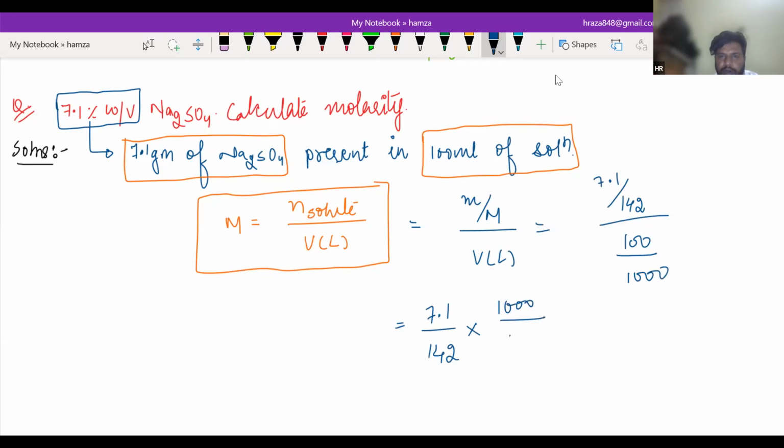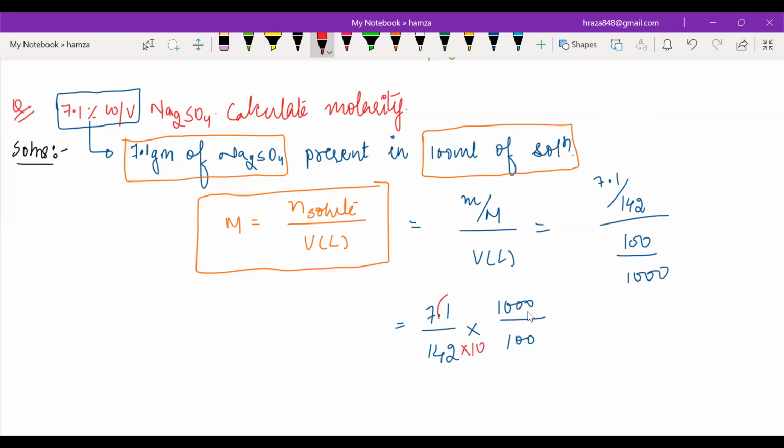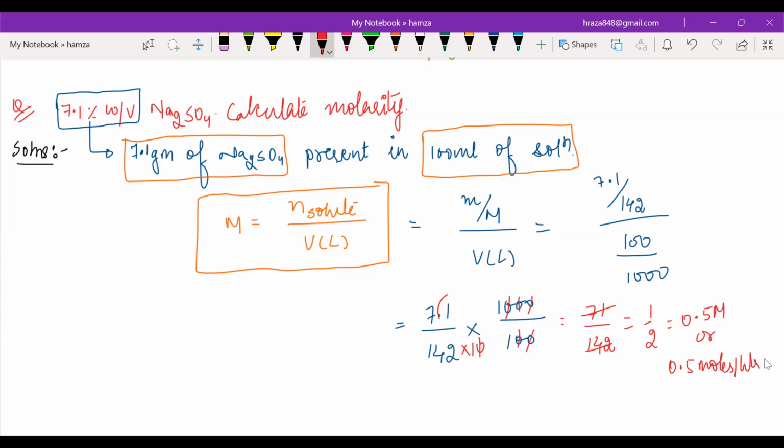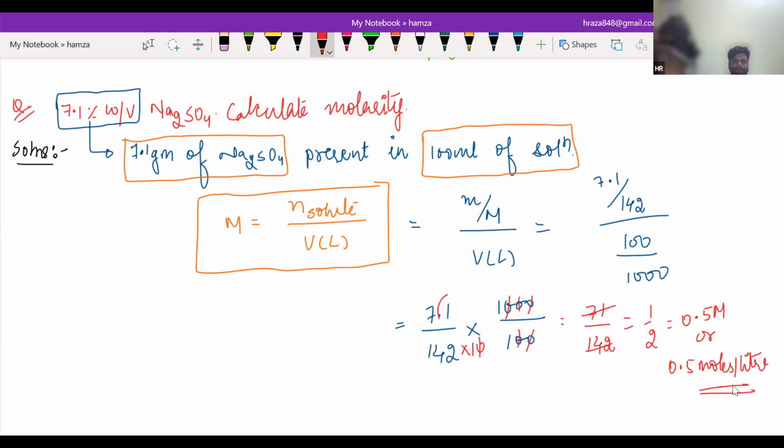It will be like 1000 upon 100. Again, if you remove this decimal, 10 will be multiplied in the denominator. These zeros will be cancelled, and here we will be left with 71 by 142, and it will be 1 by 2, which means 0.5 M, or we can also write 0.5 moles per liter. This is the molarity. Done.